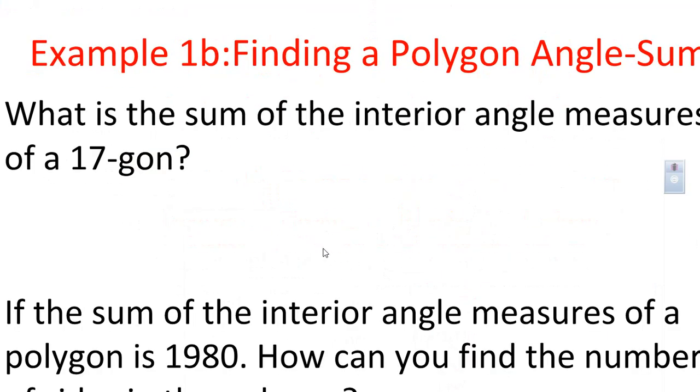All right, let's look at the next one. So in part B, I want you to do both parts here. The first part says, what is the sum of the interior angle measures of a 17-gon? And the second part says, if the sum of the interior angle measures of a polygon is 1980, how can you find the number of sides of a polygon? So I want you to find the number of sides for this polygon if the angle measures sum up to be 1980. So you got 2 parts to do. So pause your video, work it out, come back and check your answer when you're done.